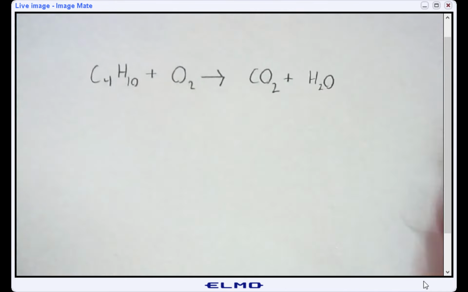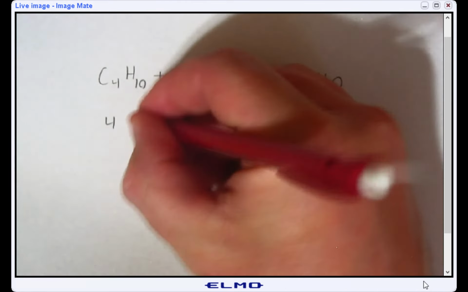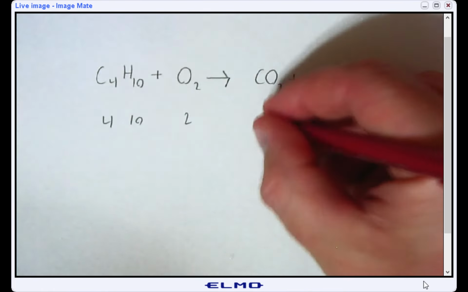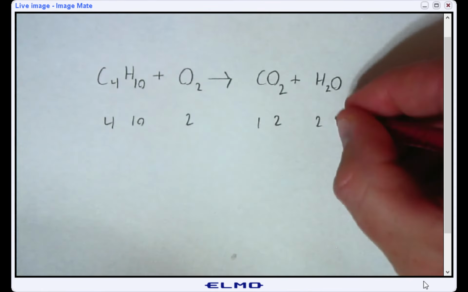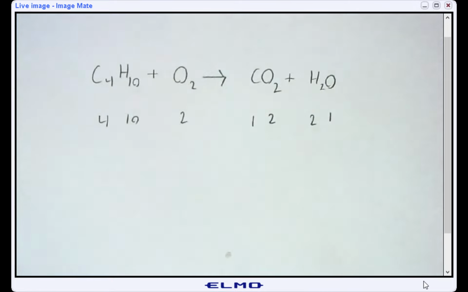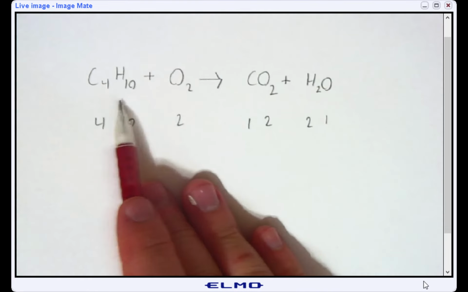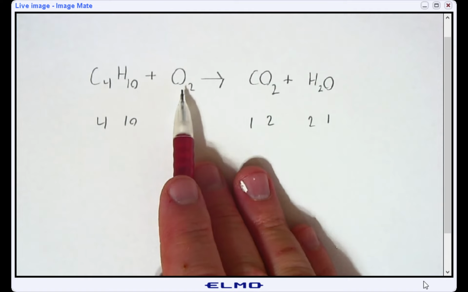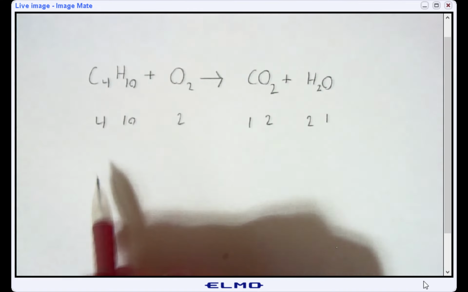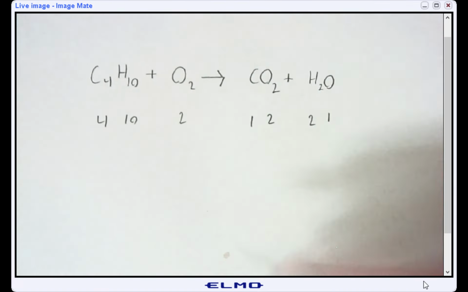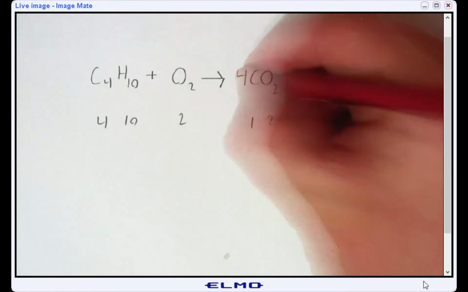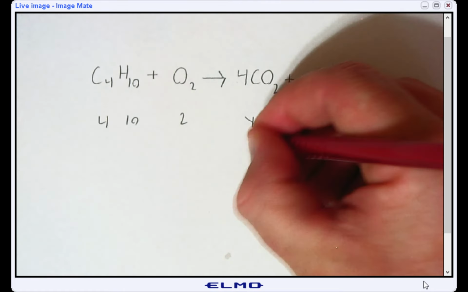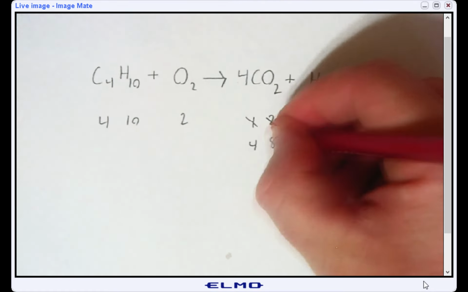So let's do our numbering like we always do. We have 4, 10, 2, 1, 2, 2, 1. Again, the big ugly one, probably that oxygen right there. You can start anywhere, but it's going to be much more challenging if you start with the oxygen. So 4 carbon, 1 carbon. Both can go into 4, so coefficient of 4. 4 times 1 is 4. 4 times 2 is 8.